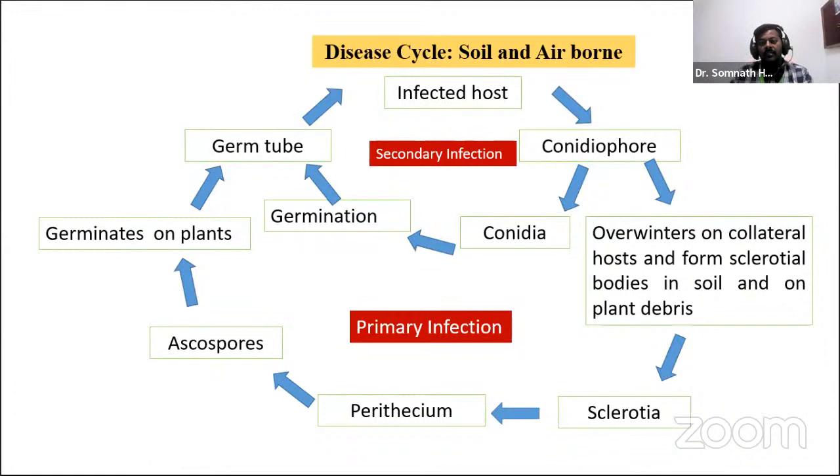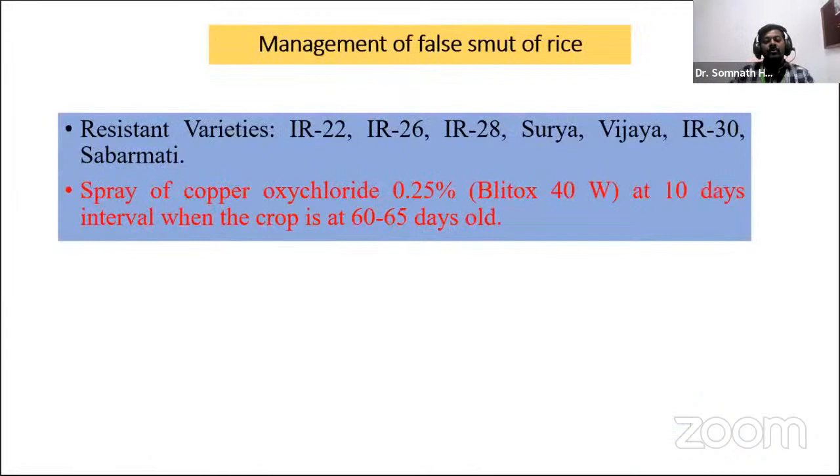From the infected host, the conidia will be there. Conidia are the source of secondary infection. They germinate and form the germ tube, and they infect the host. Sometimes these conidia overwinter on collateral hosts and form the sclerotial bodies in the soil. As I told, these sclerotial bodies develop into the perithecium and the ascospores, and these ascospores are the source of primary infection.